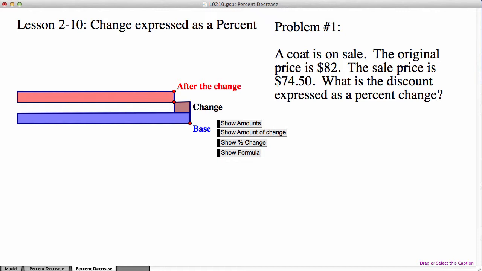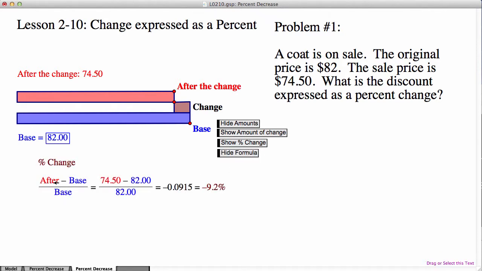In example problem number 1, we see that a coat is on sale. The original price is $82, and the sale price is $74.50. And the question is, what is the discount expressed as a percent change? So let's show the amounts on our model. We see that the base price is $82, and that after the change, after the discount on sale, the price is $74.50. Let's use the formula.